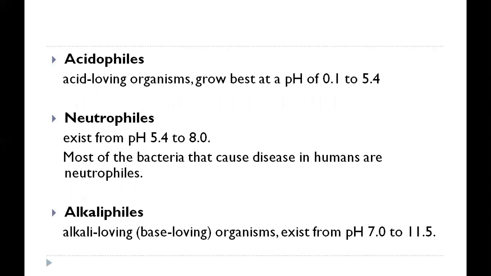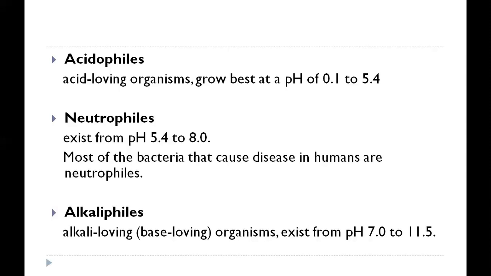Under that, write down these 3 terms. Acidophile, put a dash, write down the pH range 0.1 to 5.4. Just write down these 3 terms and their respective pH ranges. I will repeat again. You have written down the heading of environmental factors or physical factors affecting growth. Under that, number 1 is pH. Under that, mention the names of these 3 categories, and in front of each category, write down the pH range.